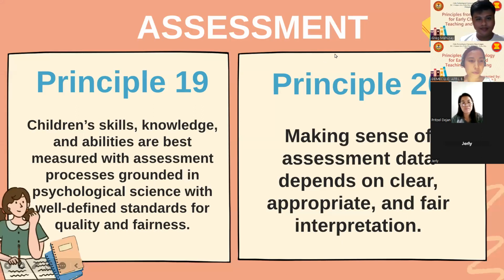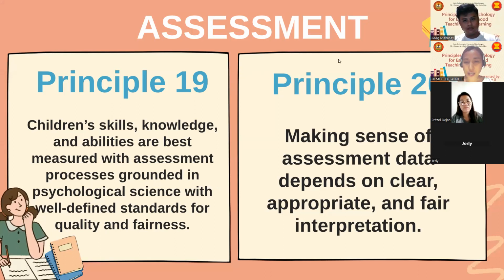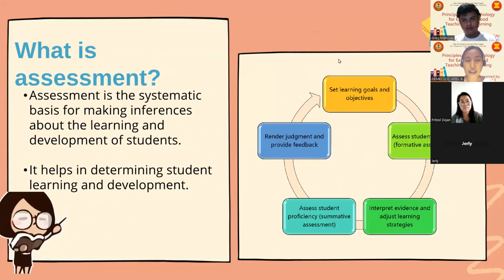So for Principle 19, it's about children's skills, knowledge and abilities are best measured with assessment processes grounded in psychological science with well defined standards for quality and fairness. And for principle 20, we have making sense of assessment data depends on clear, appropriate, and fair interpretation. But first, let's tackle principle 19. But I will just have a recap.